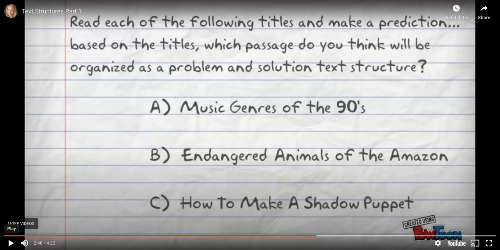Because of that, I'm going to look at the title and I'm going to look at certain words that will give me a clue. And if you thought of B, you're correct. Endangered animals of the Amazon.